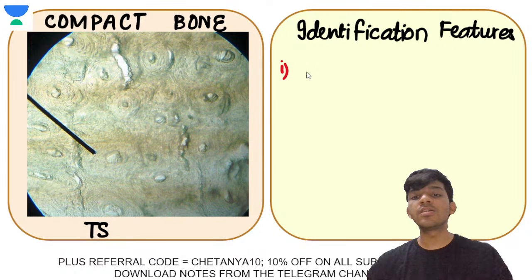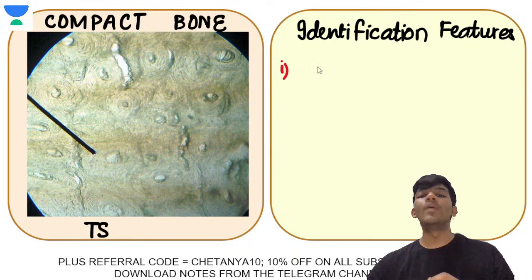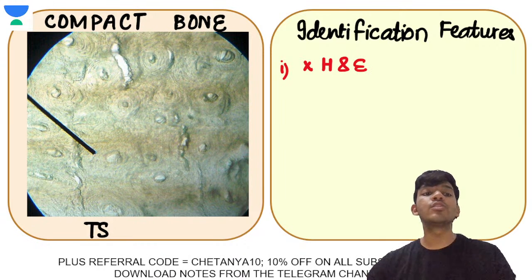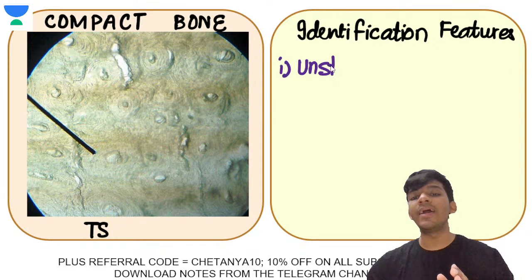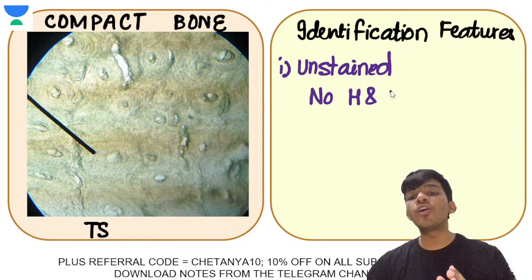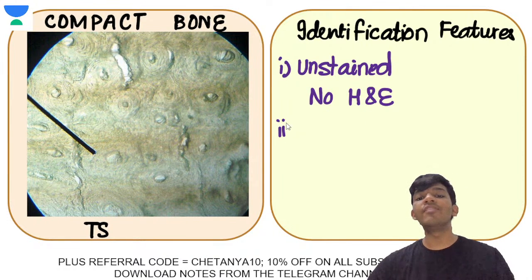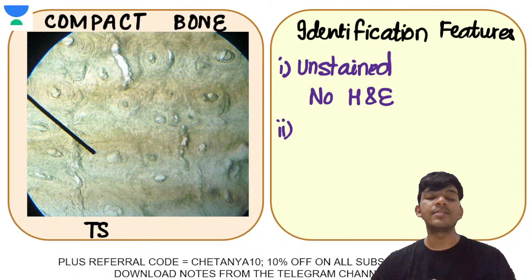So the first identification feature is that it is not an H&E slide. It is an unstained section. Okay, it is not H&E. So when you draw the diagram, you will not write this point. Do not write this point in the exam. But if you want to identify the slide, you should identify that it is an unstained section. It is not stained by H&E. Do not write this as an identification feature in the exam, but for your own understanding, if you have to make sure that it is a bone section, just see that it is not H&E. And even when you draw it, do not draw it with a colored pencil. Draw it with a simple HB black pencil, right?